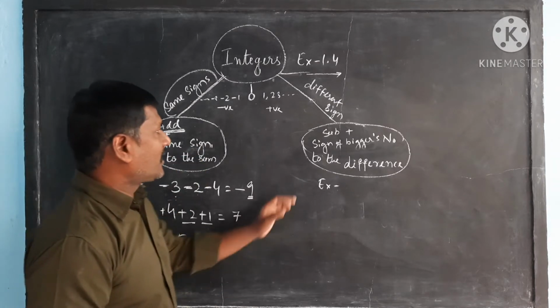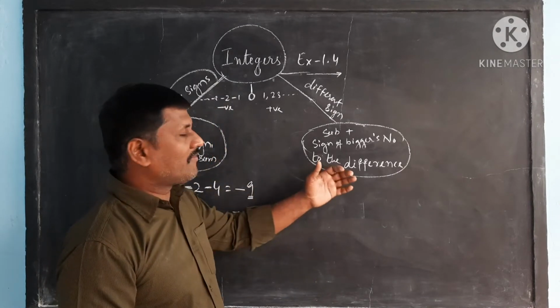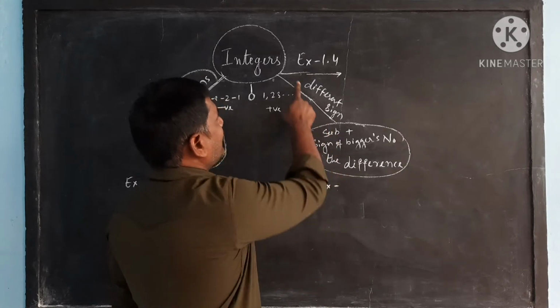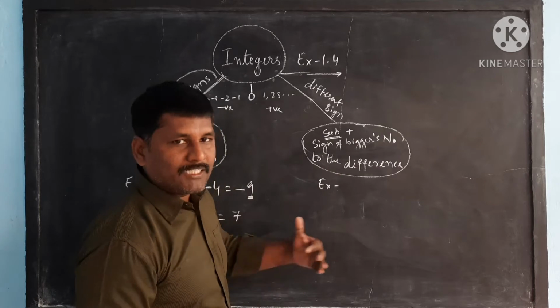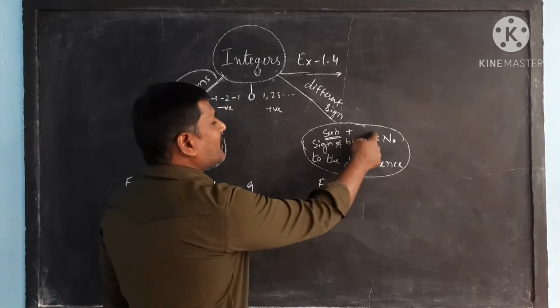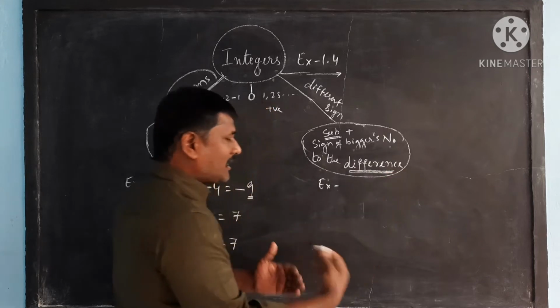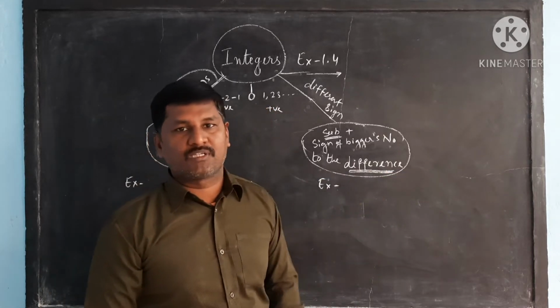Let us come to another topic, that is different signs. If the integers have different signs, then what to do? If the integers have different signs, you have to subtract. After subtraction, then what to do? After subtraction, write the sign of the bigger number to the difference. So after the difference, what you get, you have to write the bigger number's sign.